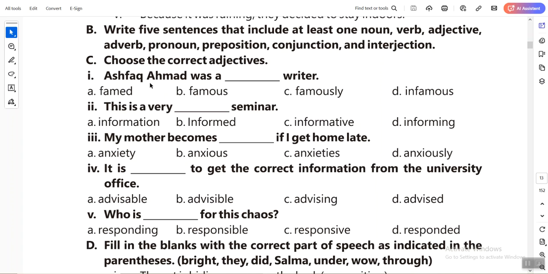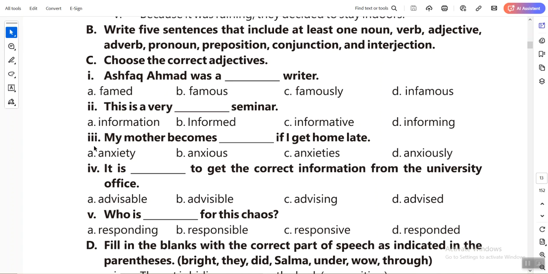So very first sentence is Ashfaq Ahmed was a dash writer. You have 4 different options with it: famed, famous, famously and infamous. So you can say that Ashfaq Ahmed was a famous writer. Then second, this is a very dash seminar. Information, informed, informative or informing. So the answer will be this is a very informative seminar. So option C will be the right answer.